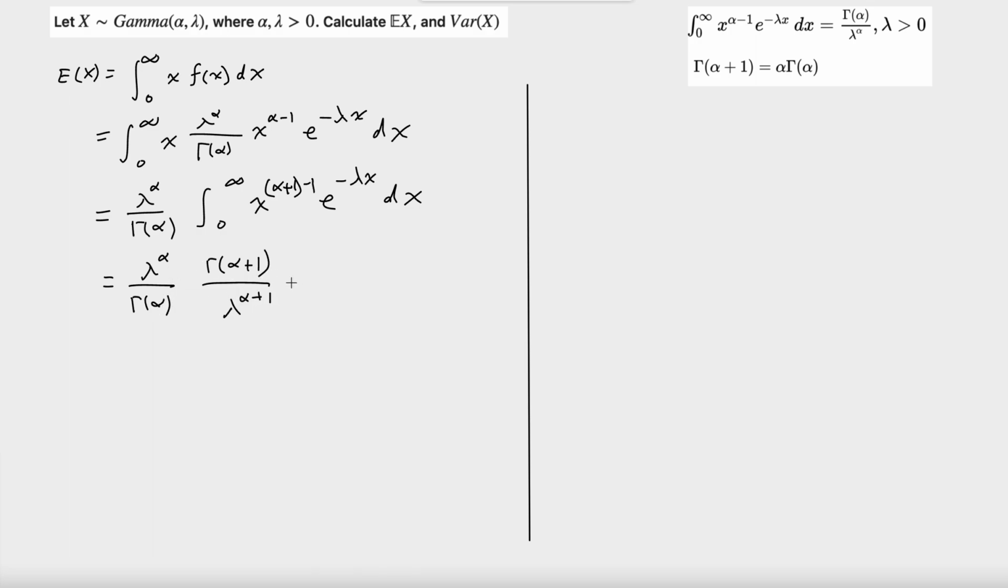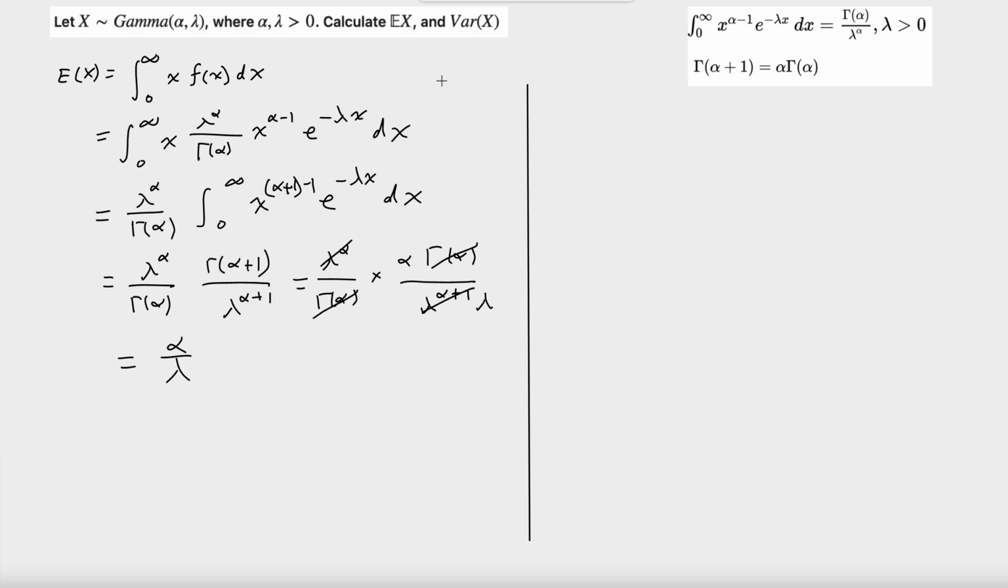We can then apply this second property of the gamma function: gamma alpha plus 1 is equal to alpha times gamma alpha. So this is equal to lambda to the alpha over gamma alpha, times alpha times gamma alpha, divided by lambda to the alpha plus 1. The gamma alpha terms cancel out, and we cancel some of the lambdas, so only one lambda is left. So this is equal to alpha divided by lambda.